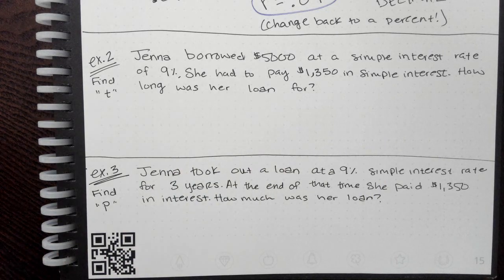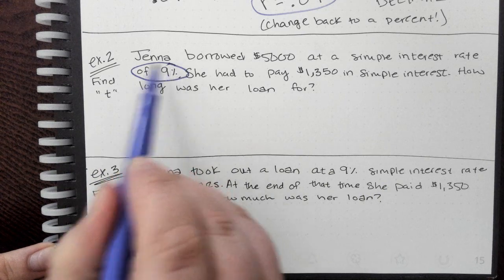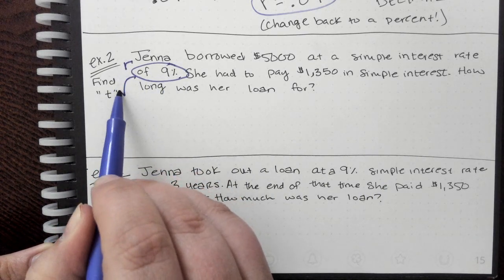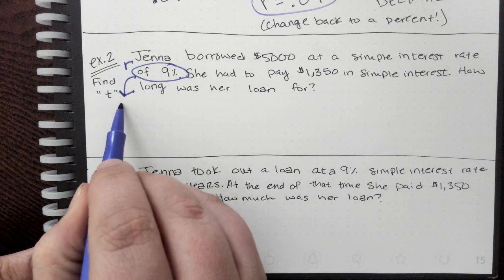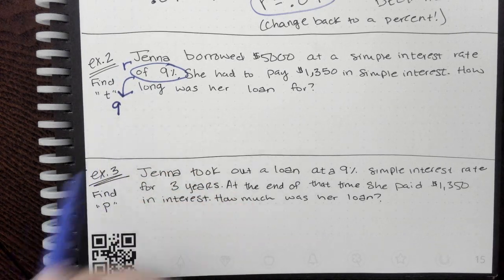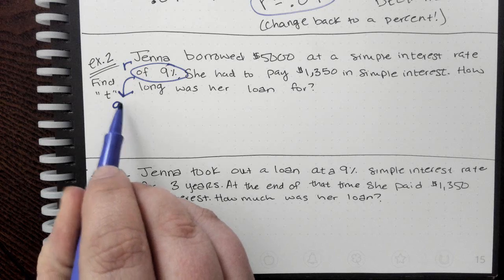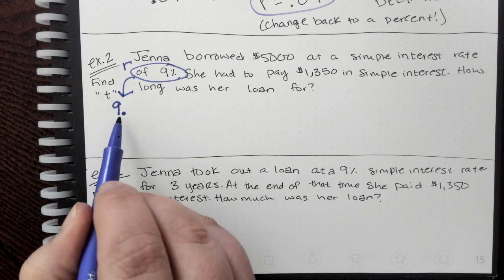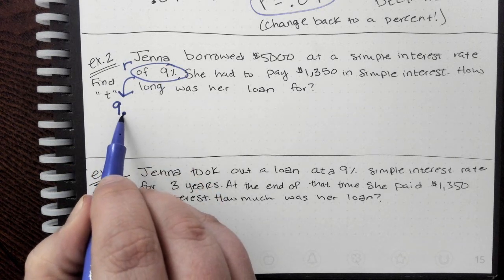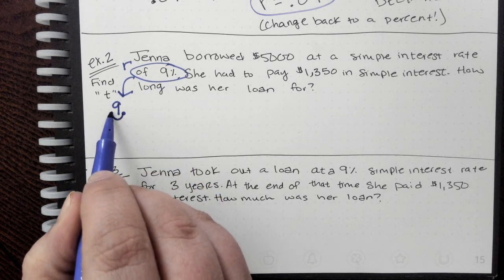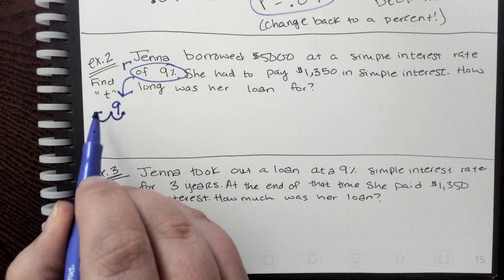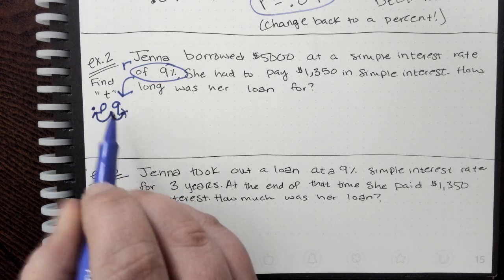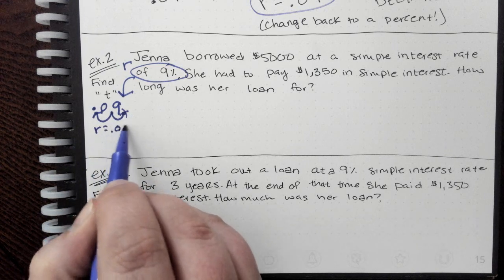So they have told us that the rate is 9%, but I can't use 9%. I have to change that to a decimal. To change 9% as a decimal, I'm rewriting the number. This doesn't look like it has a decimal, which means the decimal's at the end. To change a percent to a decimal, we move the decimal 2 places to the left. Fill that in with a 0. Here's my new decimal, get rid of the old one. So R is 0.09.